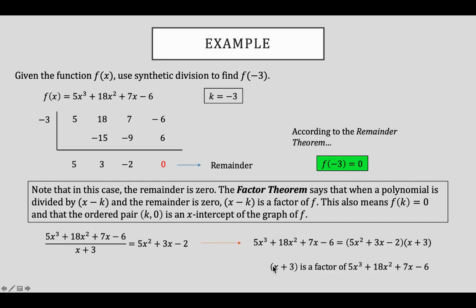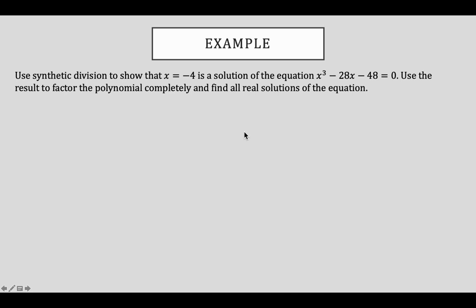So the factor theorem again says that when a polynomial is divided by x minus k, and it's always a good idea to use synthetic division to do that, and the remainder is 0, that means x minus k is a factor. And in this case, x plus 3, that's x minus a negative 3, we can see is a factor of 5x cubed plus 18x squared plus 7x minus 6. So using synthetic division to help us factor polynomials is going to be a very, very useful tool. Let's see if we can't put it to use in another problem.